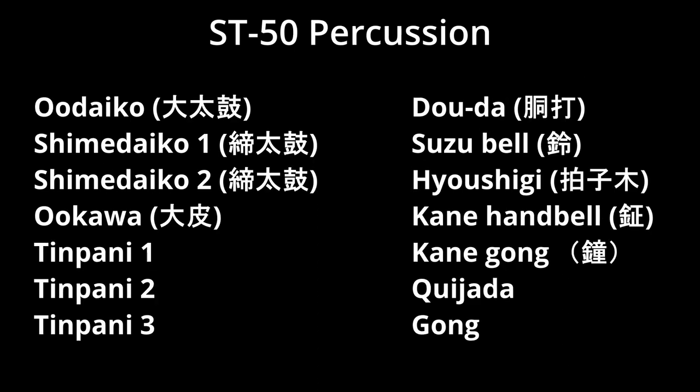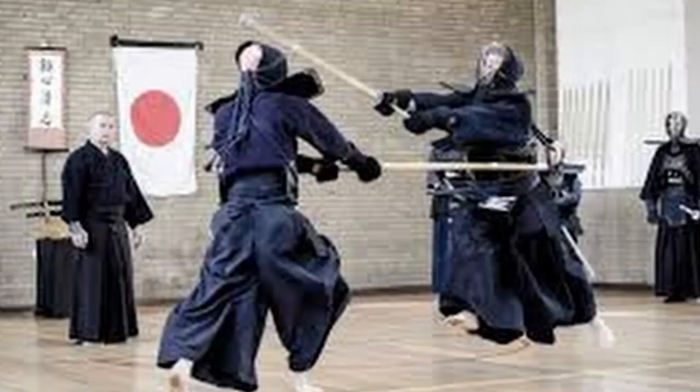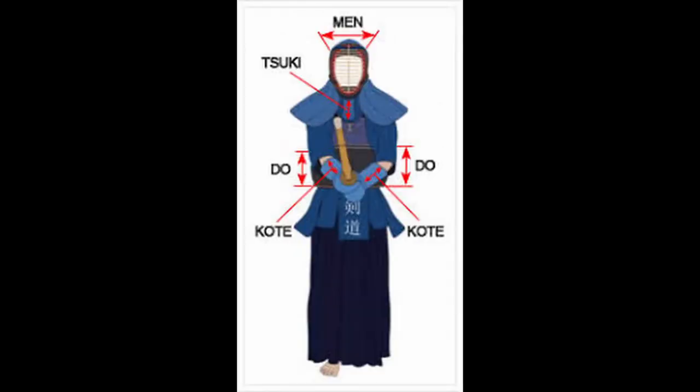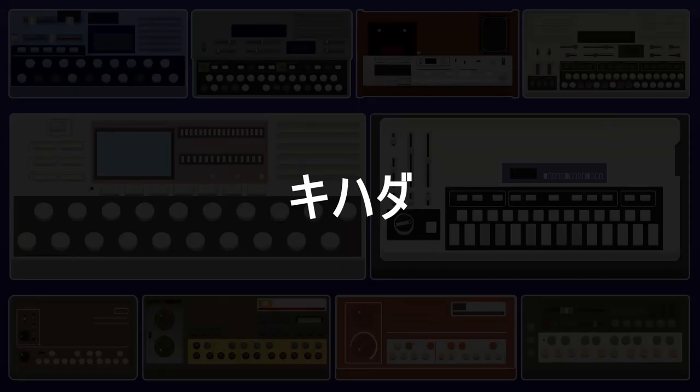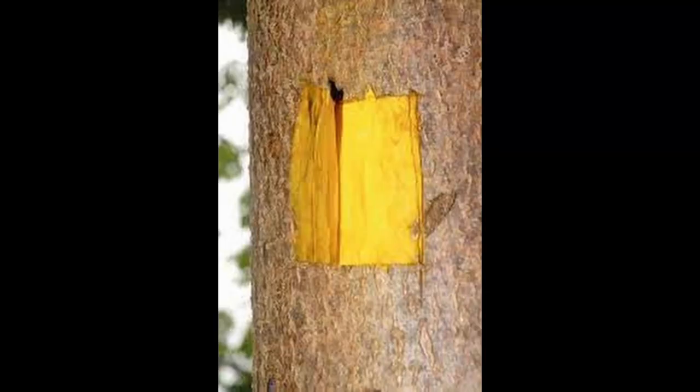Now most of the percussion is percussion, so I won't go over all of it. You hit it differently, it looks a little different, and so on and so forth. I do think there's two worth clarifying though. The first is this one, Dou-da. This is referring to a body strike, or hitting someone with a wooden stick, as in kendo. The second one is Kihada. Now if you translate this, you're going to get two things, yellowfin tuna and cork tree. And you're going to say, well, obviously it's the cork tree. You take the wood and you hit the wood together, right?